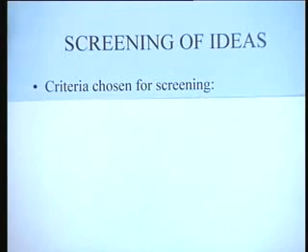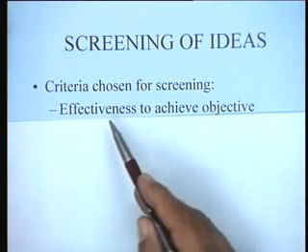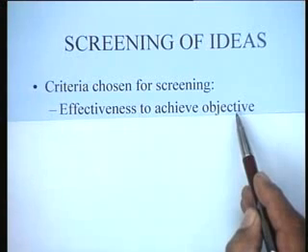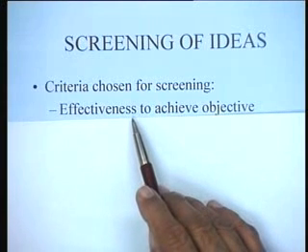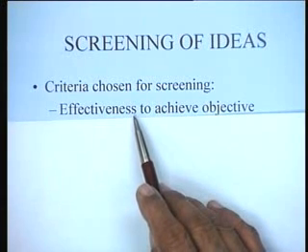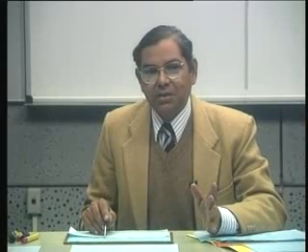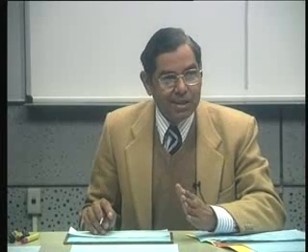Let us say that for a quick screening, we would like to see effectiveness to achieve objective. That is, how effective is this project to achieve the objective, which is to reduce vehicular pollution in Delhi. I hope you know the difference between an effective project and an efficient project. An effective project is one which accomplishes the goal for which it was assigned. And an efficient project is one which is done as per plan. So you could be doing an ineffective project efficiently, right? But it's more important to select effective projects for implementation and for national growth.